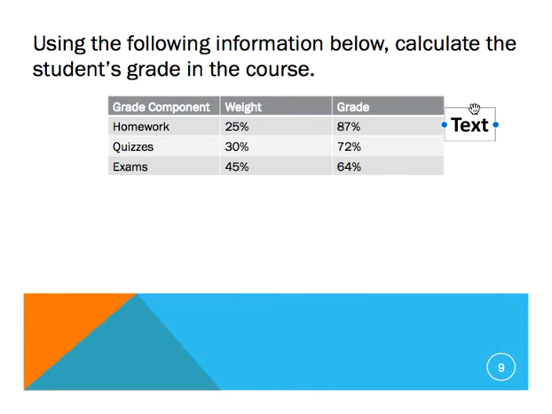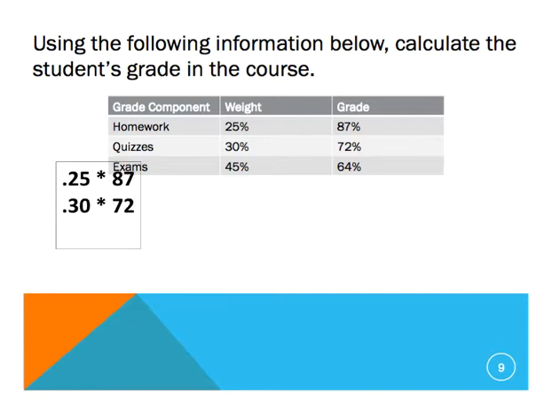So for example, for that first one, I'll go ahead and put it down kind of here. I'm going to do 0.25 times 87. And then for the next one, I'm going to do 0.30 times 72. And then for the next one, I'm going to do 0.45 times 64. And then I'm just going to put what these actually all end up being.